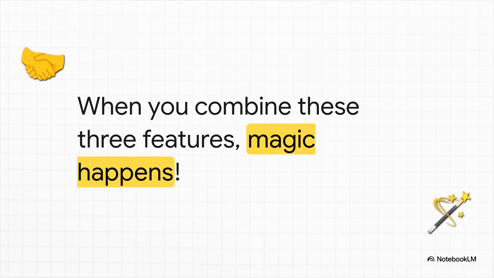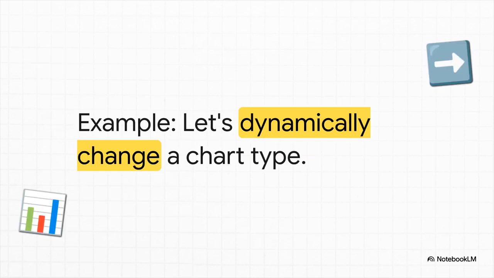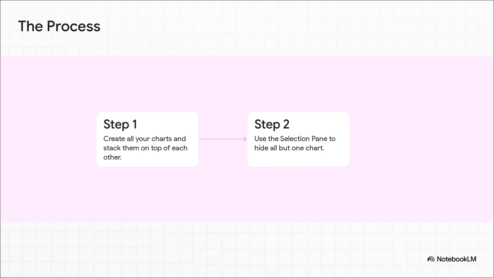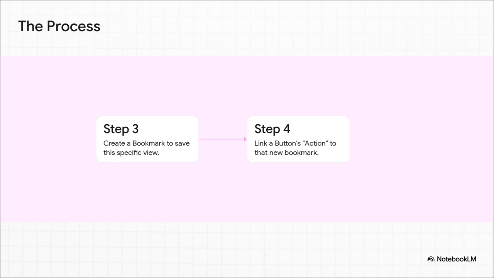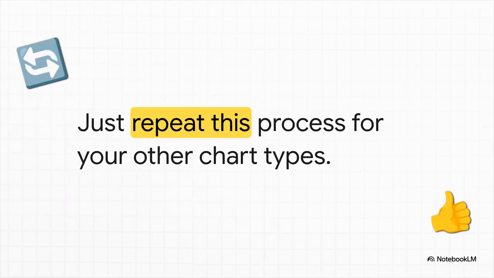Okay, so here's where the magic happens. Let's see how these three work together. So for example, what if you could let your users switch chart types on the fly? First, you just create all your charts and stack them right on top of each other. Simple. Then, save that specific view as a bookmark and link a button's action straight to it. You just rinse and repeat this for every single chart type. It really is that easy.